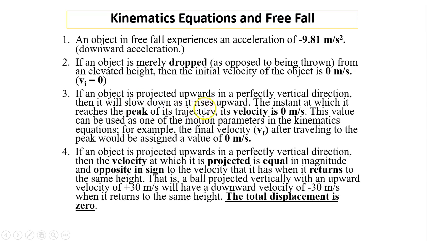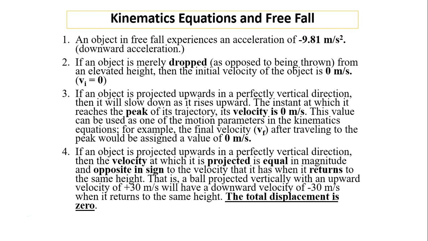Number three, if an object is projected upward in a perfectly vertical direction, then it will slow down as it rises. The instant at which it reaches the peak of its trajectory, its velocity is 0. This value can be used as one of the motion parameters in kinematic equations. For example, the final velocity after traveling to the peak would be assigned a value of 0 meters per second.